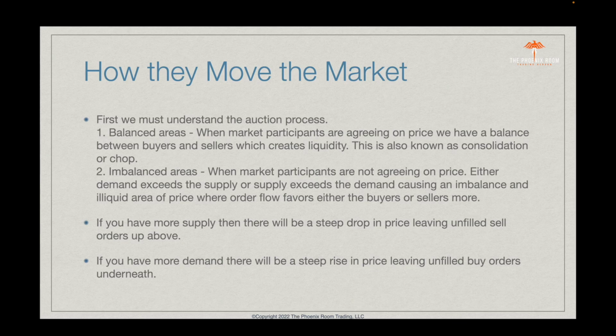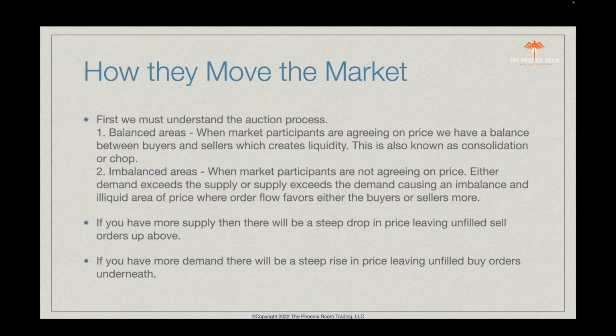So how they move the market. First, we must understand the auction process. There's balanced areas and imbalanced. Balanced areas, when market participants are agreeing on price, we have a balance between buyers and sellers, which creates liquidity. This is also known as consolidation or chop, right? When we're going sideways, we are balanced.